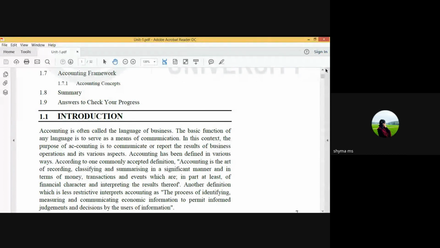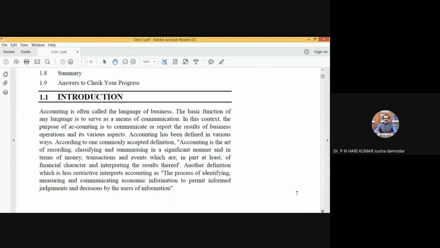So accounting means business language. This is a systematic process of recording, classifying, summarizing all the money transactions. And there will be an interpretation, which means there must be a result. Such a result shall be properly communicated. For that purpose, a language is needed.